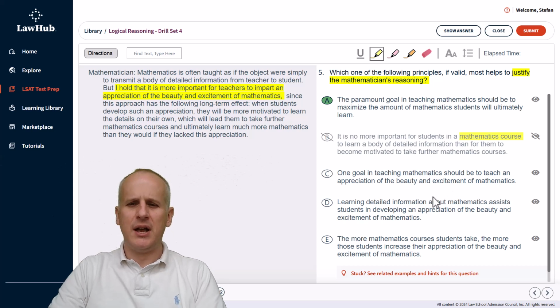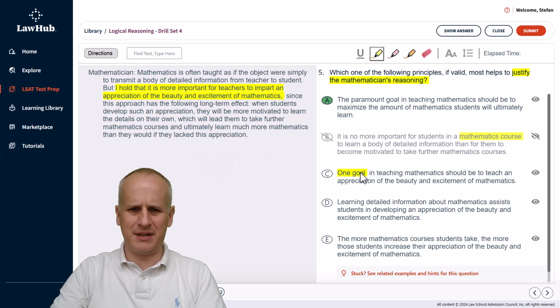Then choice C, one goal in teaching mathematics should be to teach an appreciation of the beauty and excitement of mathematics. Well, we're talking about it being more important, not just that it's one goal. We need it to be a more important goal. So C is actually, oddly enough, a little bit too vague. It doesn't actually affect the argument in the way that is necessary to justify it because we're saying it's more important, not just that it is a single goal.